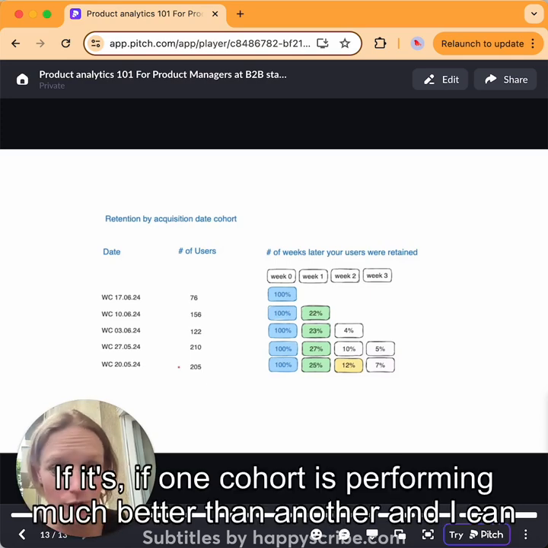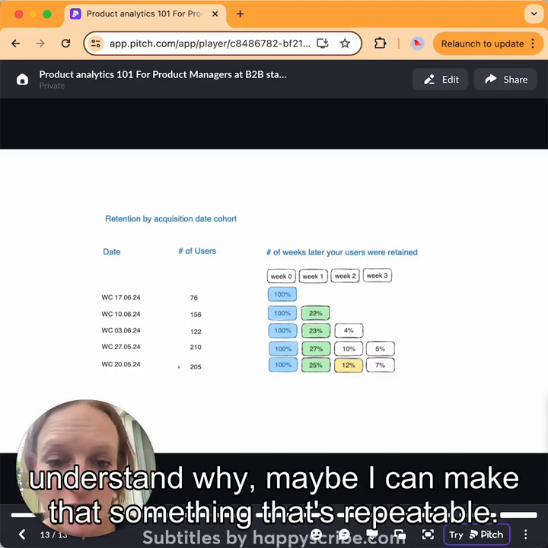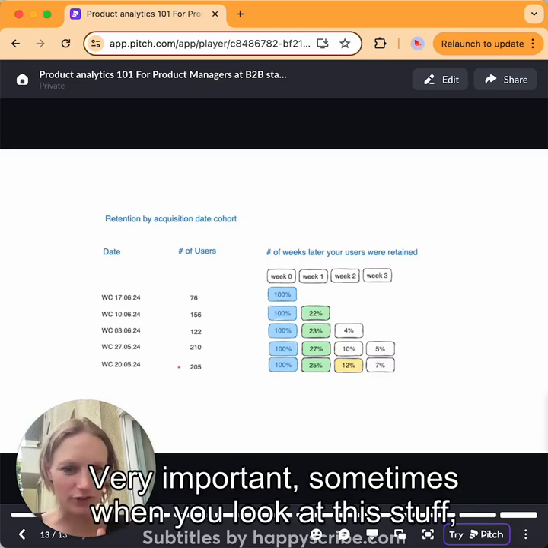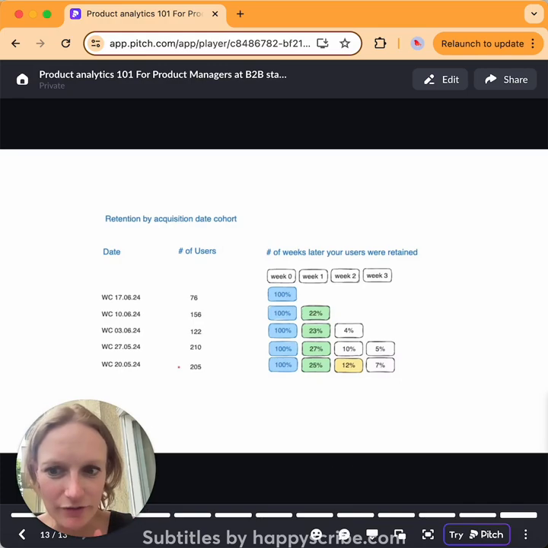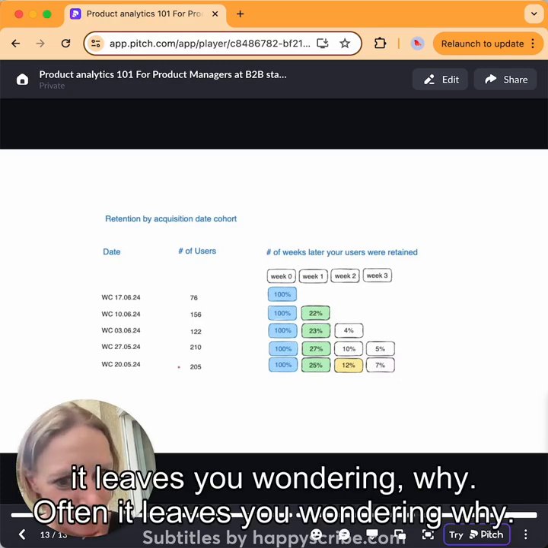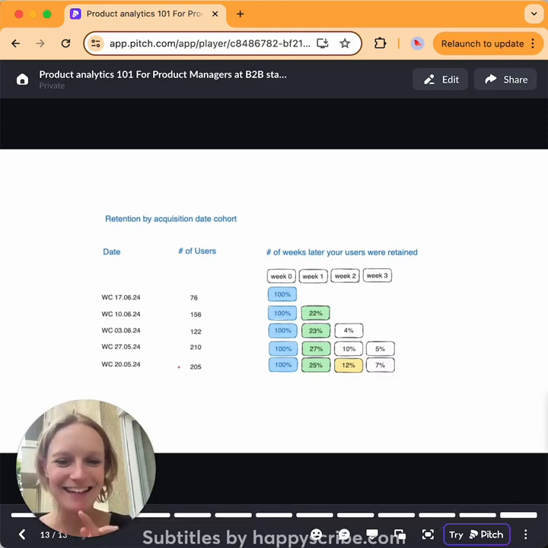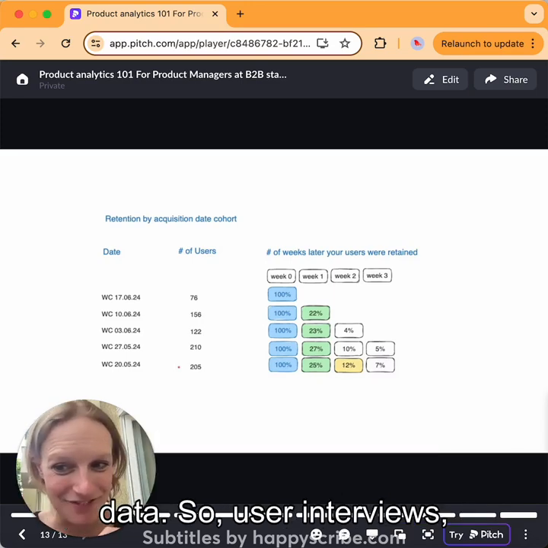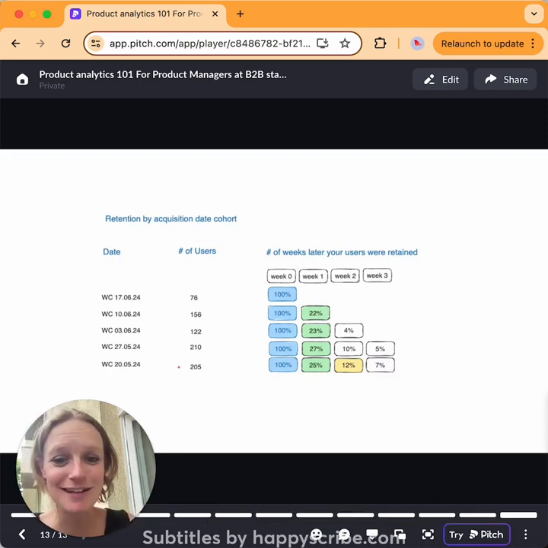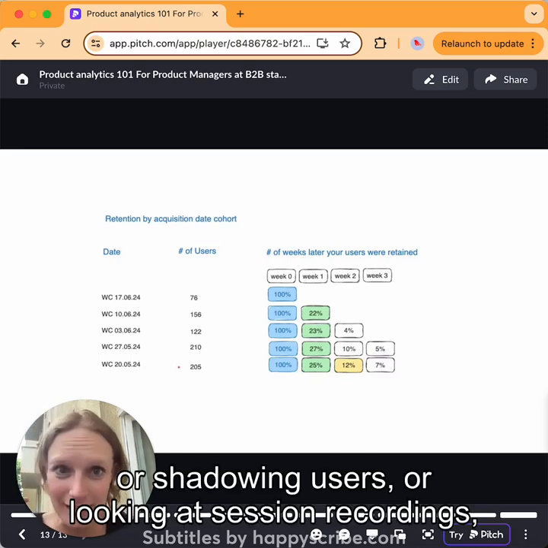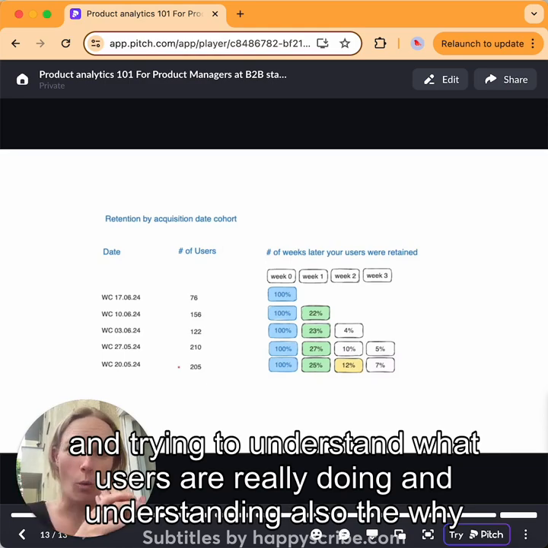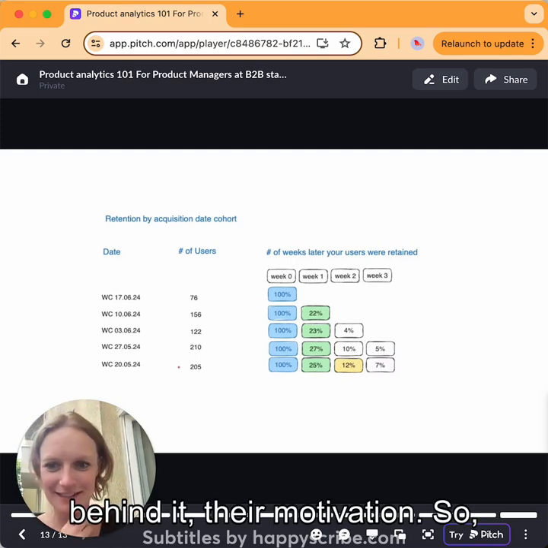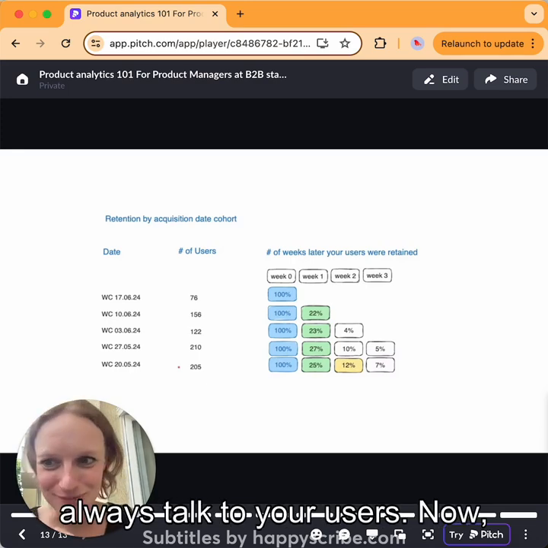If one cohort is performing much better than another and I can understand why, maybe I can make that something that's repeatable. Very important: often when you look at this stuff, it leaves you wondering why. And this is why I always supplement this kind of quantitative data with qualitative data. So user interviews, or shadowing users, or looking at session recordings. I'm trying to understand what users are really doing and also the why behind it, their motivations. So always talk to your users.